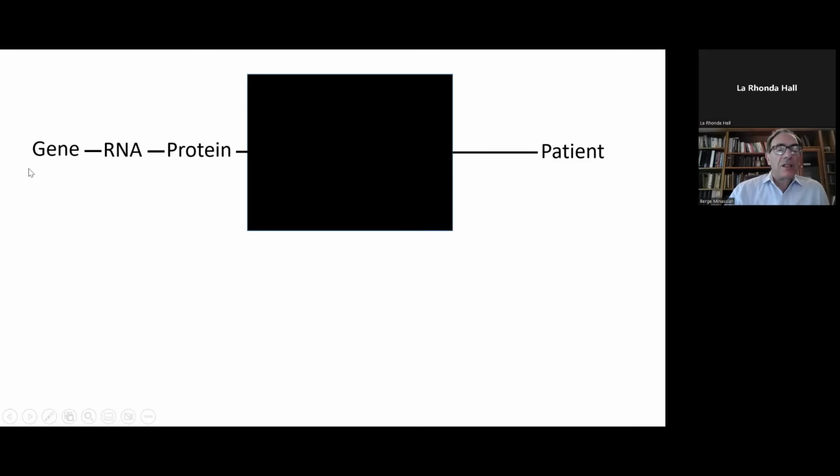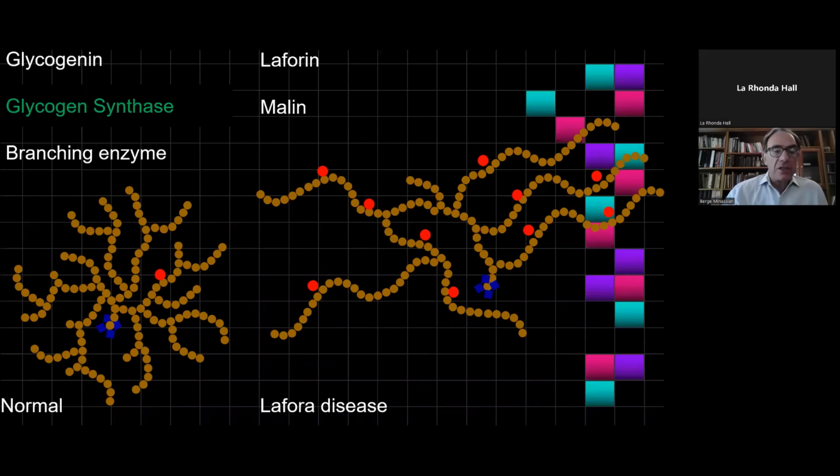And our target does not need to be the causative gene. In this case, I'm going to give you an example where we're targeting a different gene than the causative one, namely glycogen synthase. Glycogen synthase, in green here, is the enzyme that elongates the glucan chains. Whatever the mechanism of formation of this abnormal glycogen in Lafora disease, in the end, it's glycogen synthase and only glycogen synthase that can add glucoses together and make these long chains.